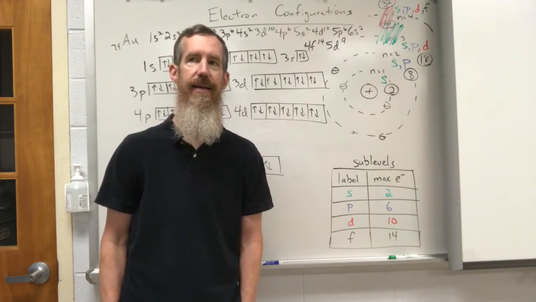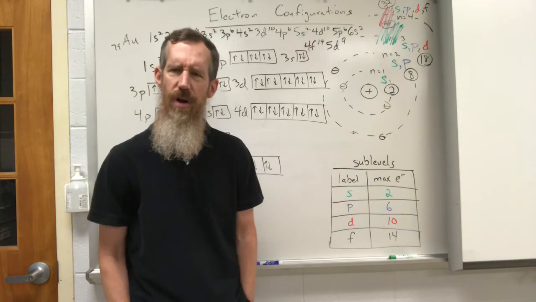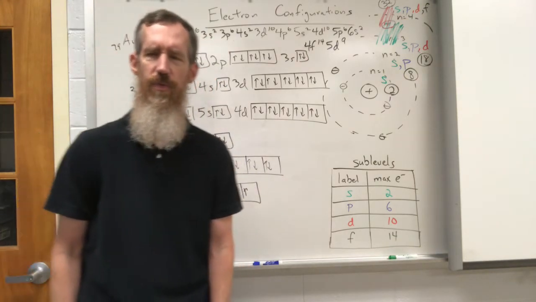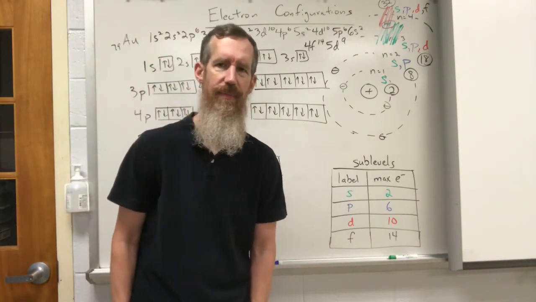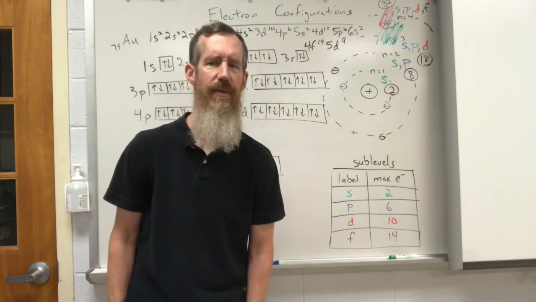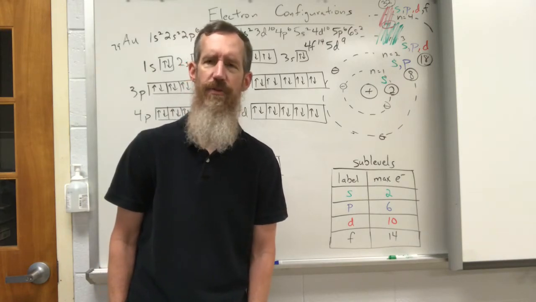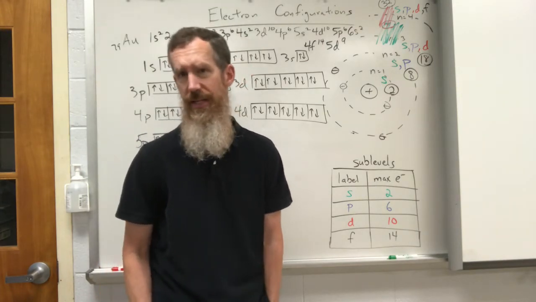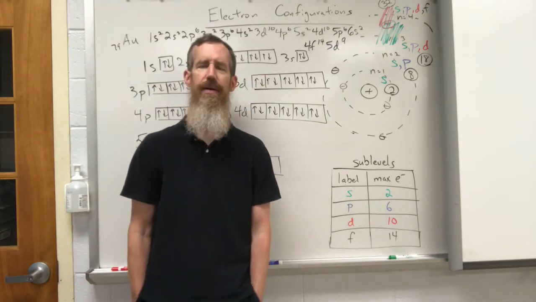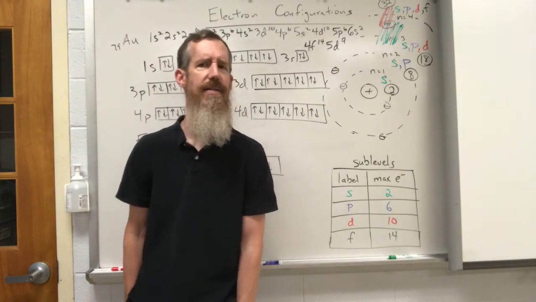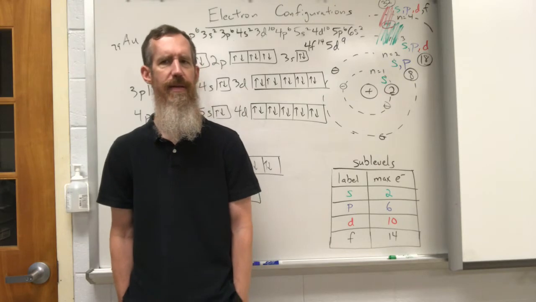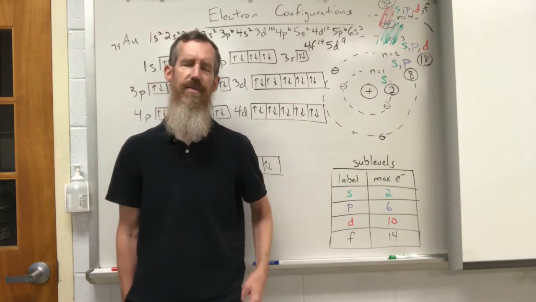Those noble gases are important because of the way they behave. They're not reactive. They don't react with anybody. And there's reasons for that, which we will learn about next chapter. But all you need to know right now is that the last column on the periodic table, column 18, is called the noble gases.